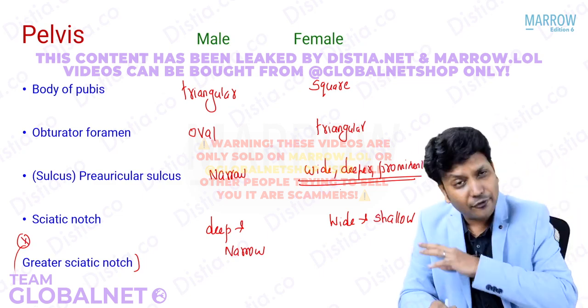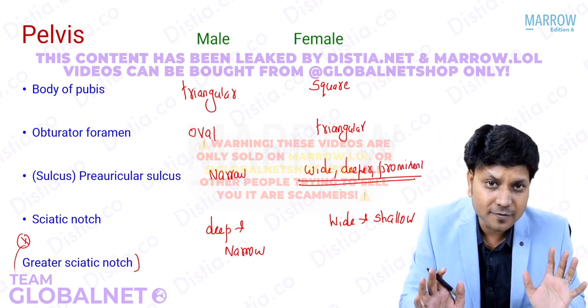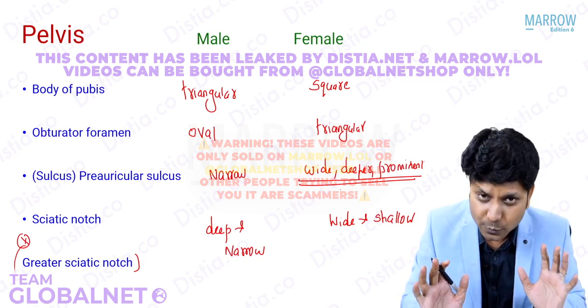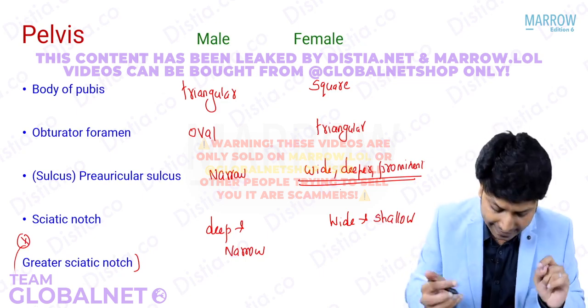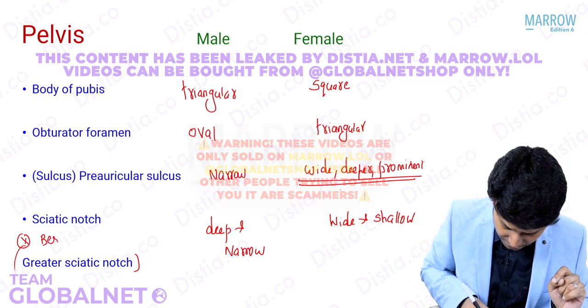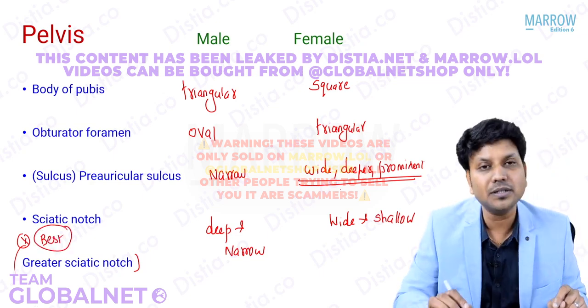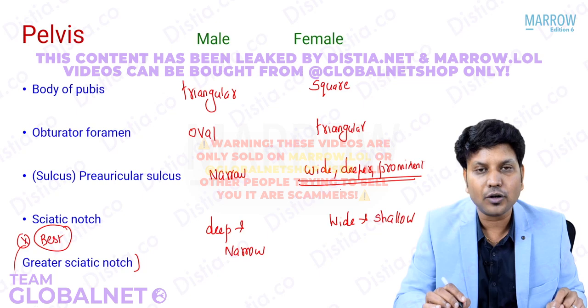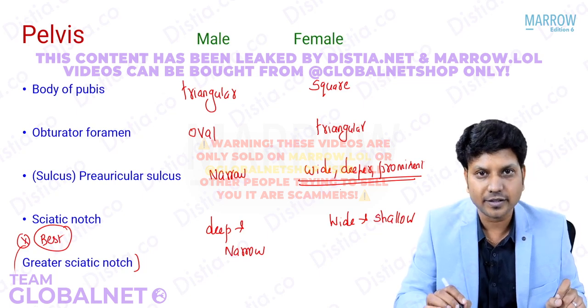You can see of all the criteria that you see in the pelvis, the best criteria is your greater sciatic notch. Right? You can remember this is the best criteria of all the criteria that you see in the pelvis. The greater sciatic notch.